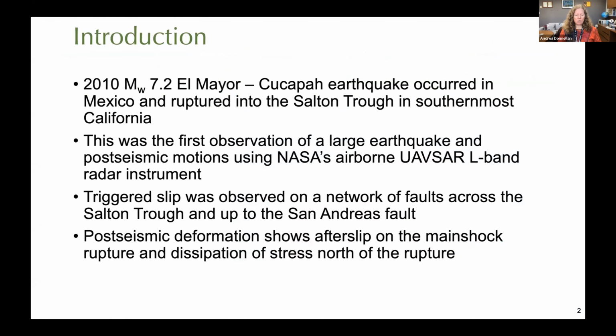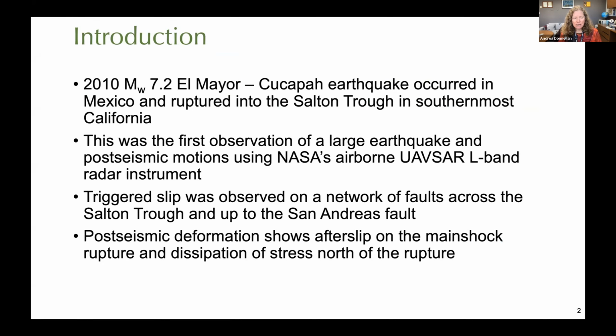So I think all of us know that the 2010 El Mayor-Cucapah earthquake was a magnitude 7.2 earthquake. It ruptured in Mexico up to the southernmost part of the Salton Trough in California. This was the first observation of a large earthquake using NASA's airborne UAVSAR L-band radar instrument. I'll talk about that on the next slide. And we also were able to observe post-seismic motions.